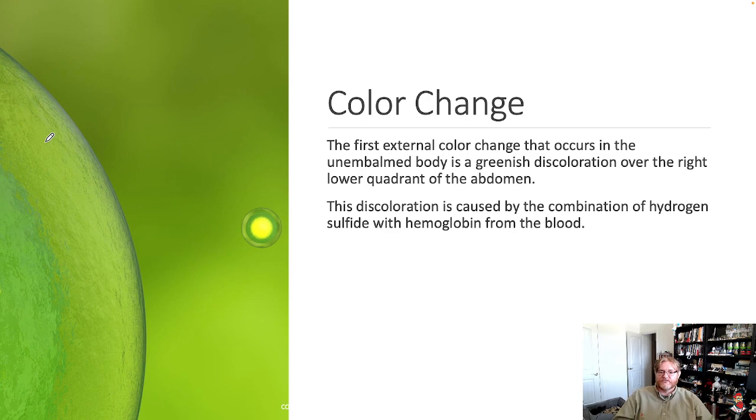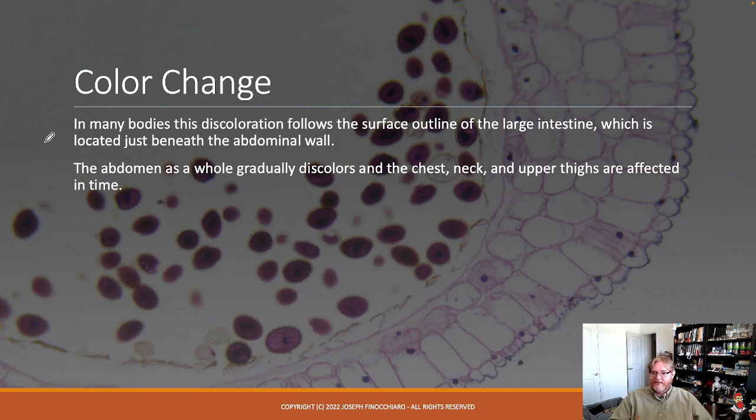The first color change that occurs in decomposition in an unembalmed body is a greenish discoloration over the right lower quadrant of the abdomen, generally around the place where the appendix and the short and large intestine meet. This discoloration is caused by the combination of hydrogen sulfide with hemoglobin from the blood. In many bodies, as the gas begins to grow, it follows the outline of the large intestine, which is just below the abdominal wall, which makes it really easy to stain the skin.